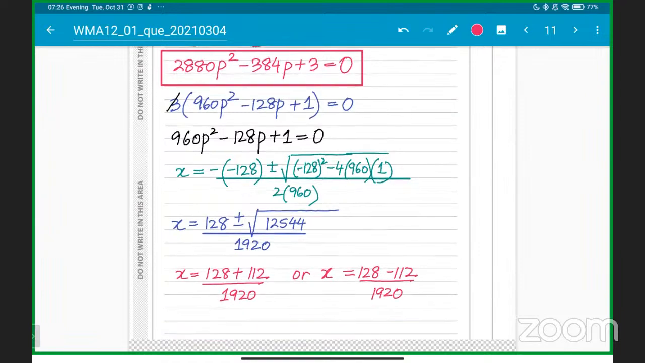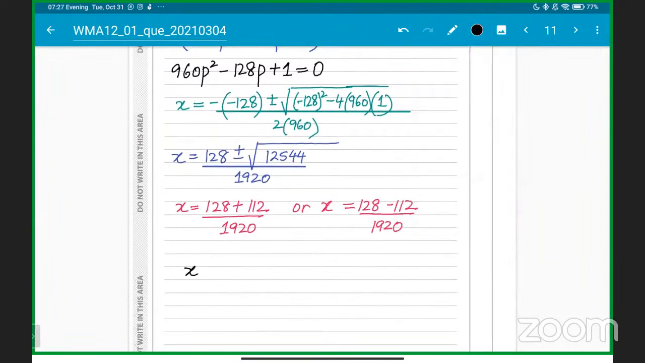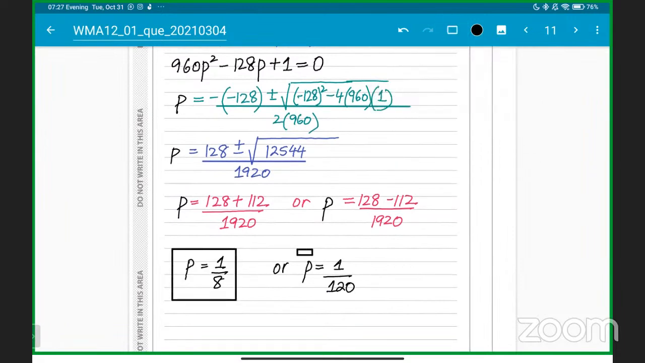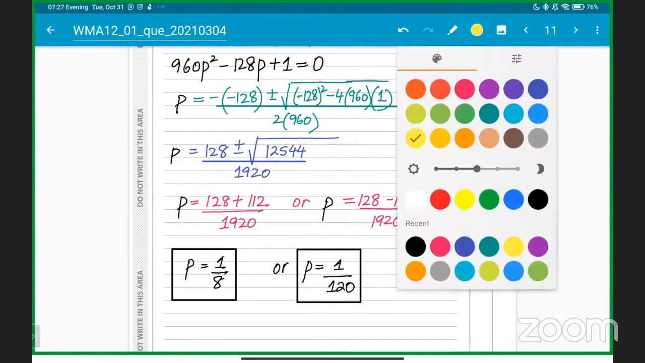Okay, got it? Students, clear? So understood? So here we go. 128 plus 112 divided by 1920. One answer is coming. Not X, P. Make sure you don't write it as X. Let's write it down as P because you're finding the P values. So the P value is 1/8. And then the other P value, 128 minus 112 divided by 1920, is coming 1/120. So 1/120 and 1/8. Okay. So let's check. And these both will be accepted. Both of them are correct here. This is correct and this is correct as well.